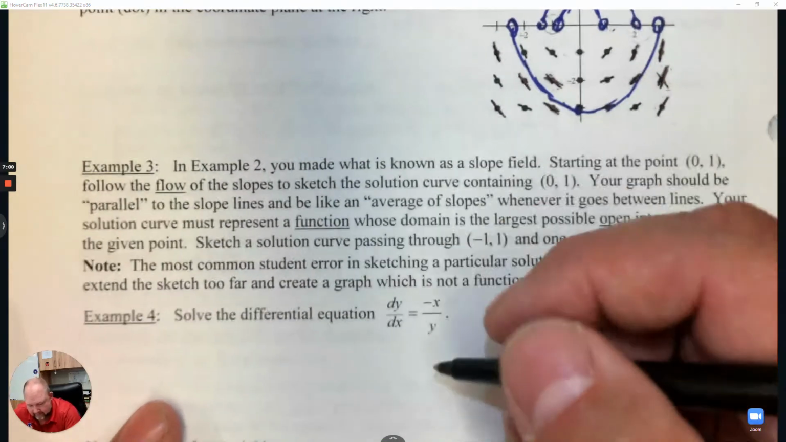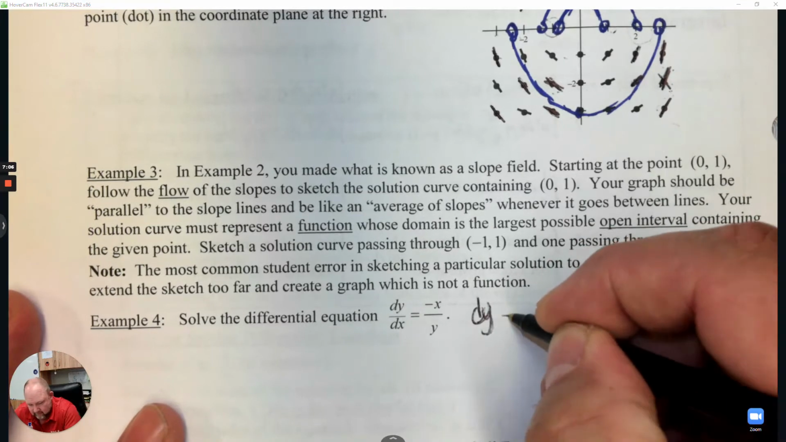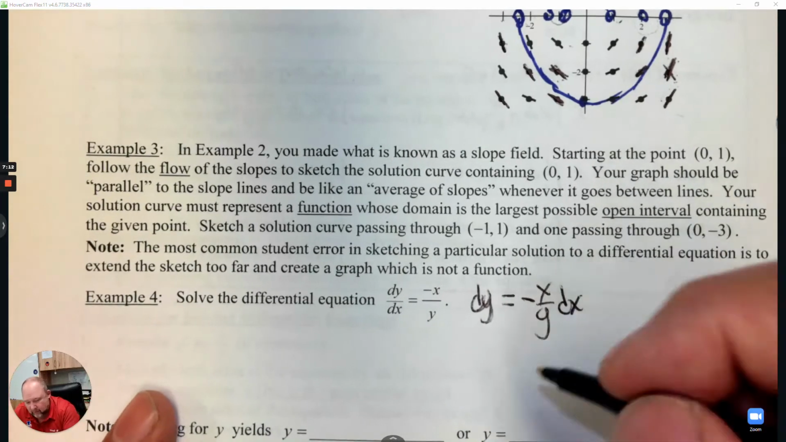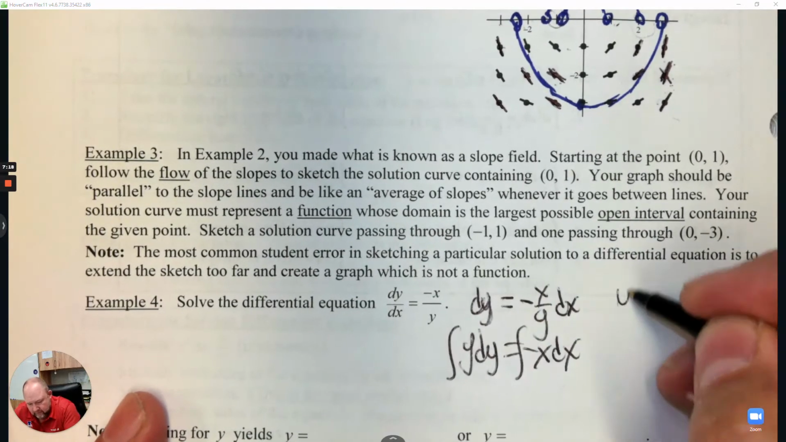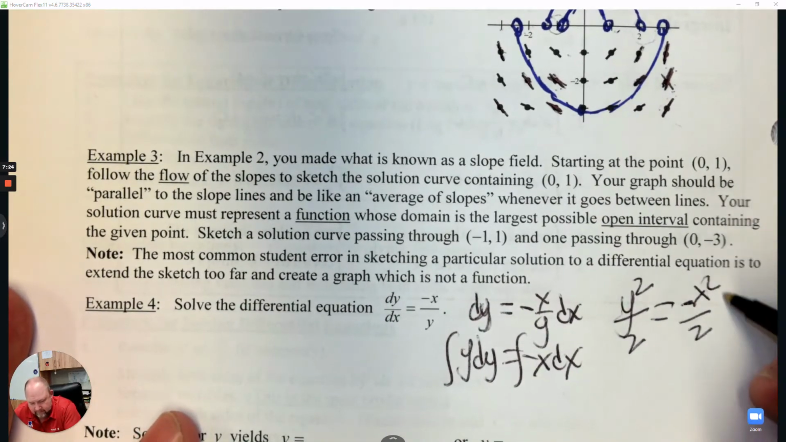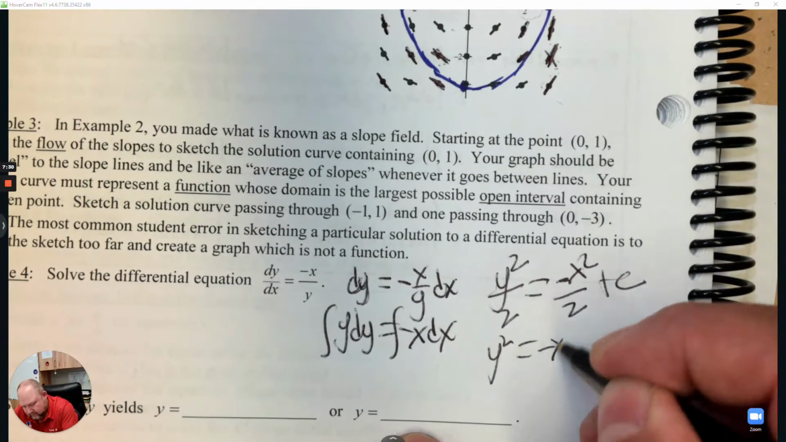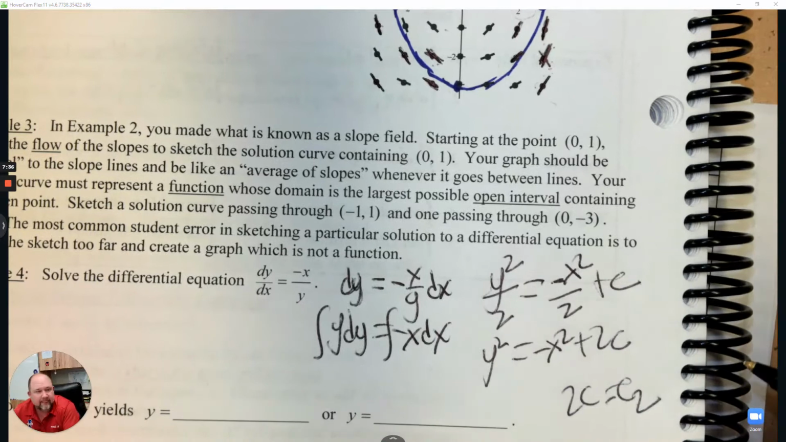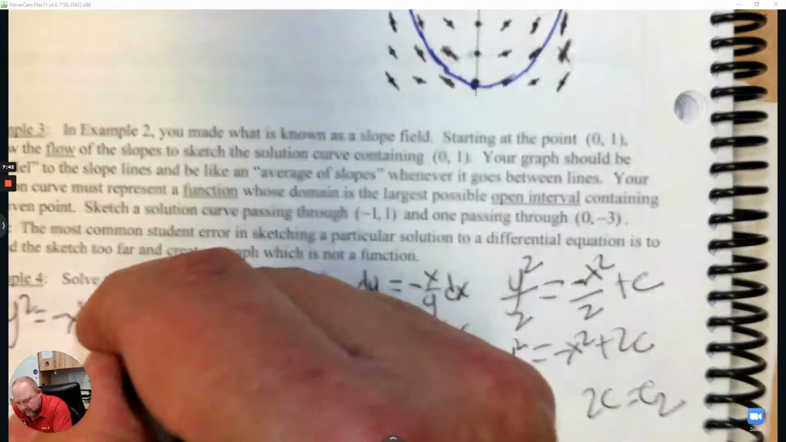So it's what we did before, last unit. We're going to multiply everything by dx. And then I'm going to multiply by y. And then I'm going to integrate this. So on the right side, it's y squared over 2. This is -x squared over 2 plus c. I can multiply everything times 2. And then I can change this to a different constant. So I have y squared equals -x squared plus that constant.